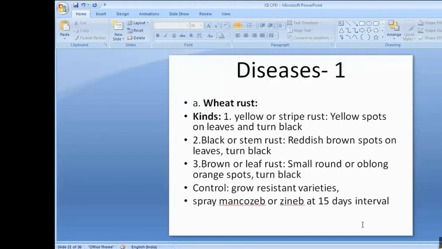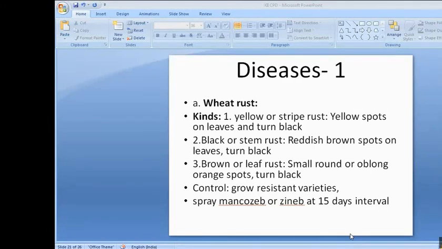There are different diseases. One is the wheat rust. Rust means dust. Remember that, what is the shortcut? Rust means dust. Now in this case, yellow rust means yellow powder is formed. Black rust means black powder is formed. Brown rust means brown powder is formed on the leaves, and these spots later on become black. There will be no photosynthesis, no growth.